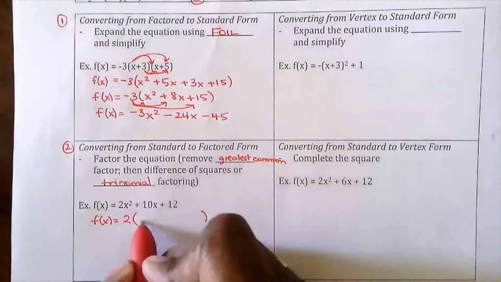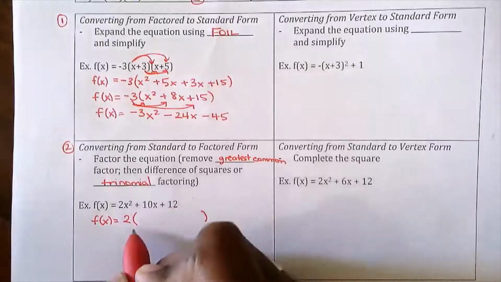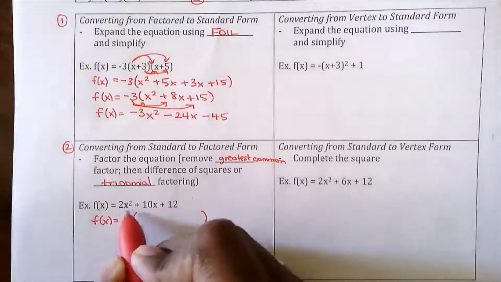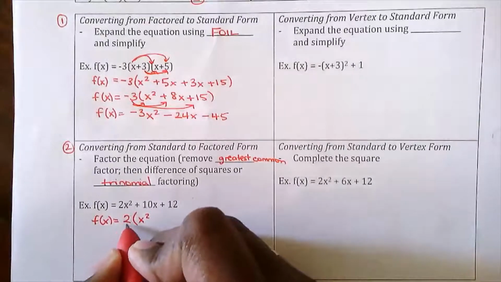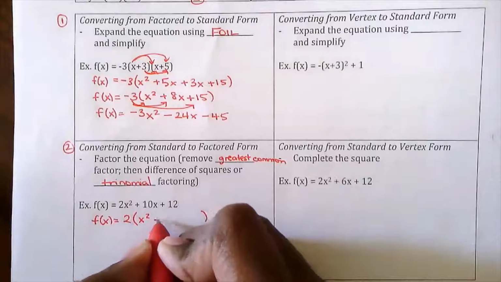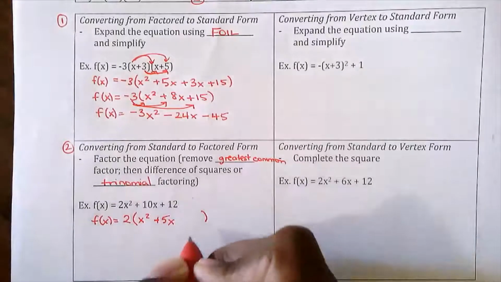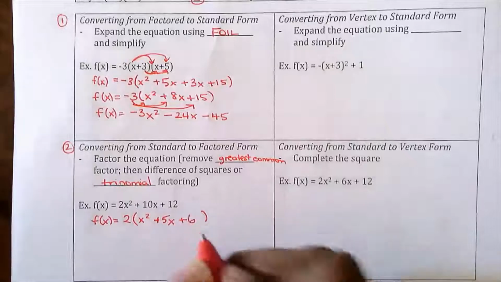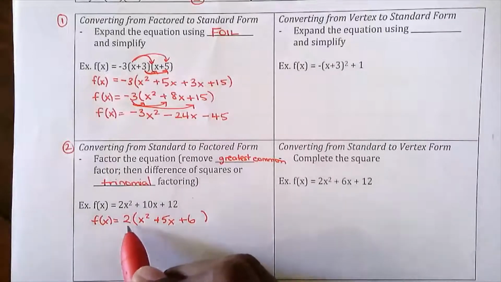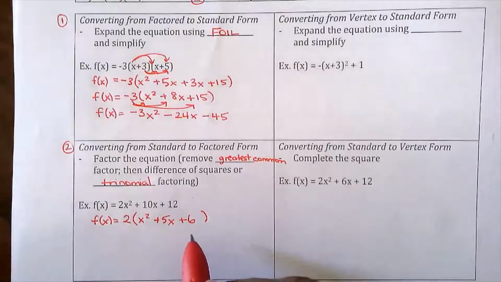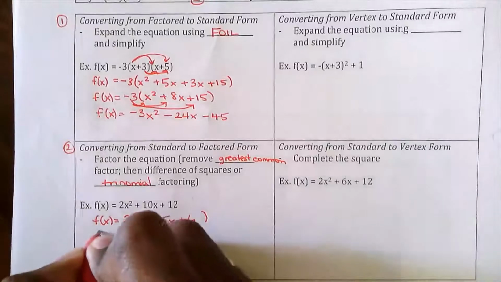We know that whatever terms we write here, they should multiply with the 2 to give us the terms up here. So 2 times what gives us 2x squared? Well, x squared. 2 times what gives us 10x? That's just going to be positive 5x. And 2 times what gives us 12? Positive 6. We're left with this situation where we have a lone number and a trinomial. So we can continue factoring using trinomial factoring.